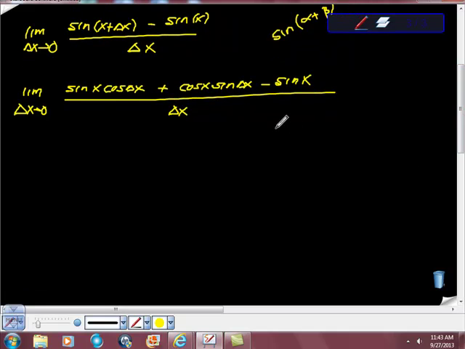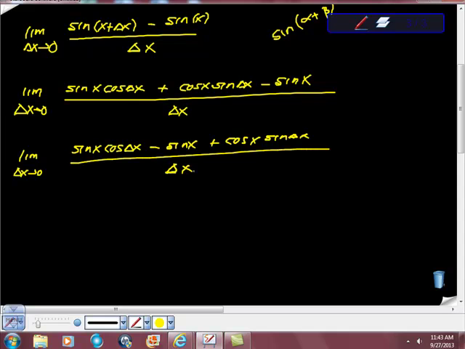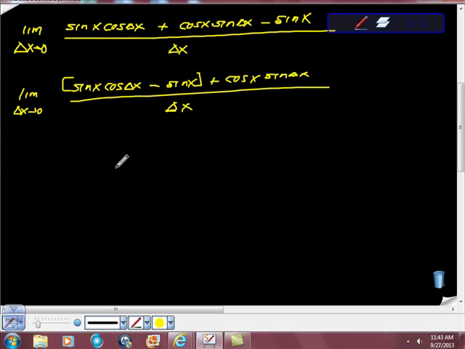What I am going to do is move some parts around. I'm just going to rewrite it again, because your professor is going to demand that you continue to use correct convention. So I'm going to take sine x cosine change in x, and I'm just going to move this piece to here, minus sine x plus cosine x sine change in x all over change in x. I'm going to factor from this piece right here, and when I do that, I'm going to get sine x times cosine change in x minus 1. Isn't that right?